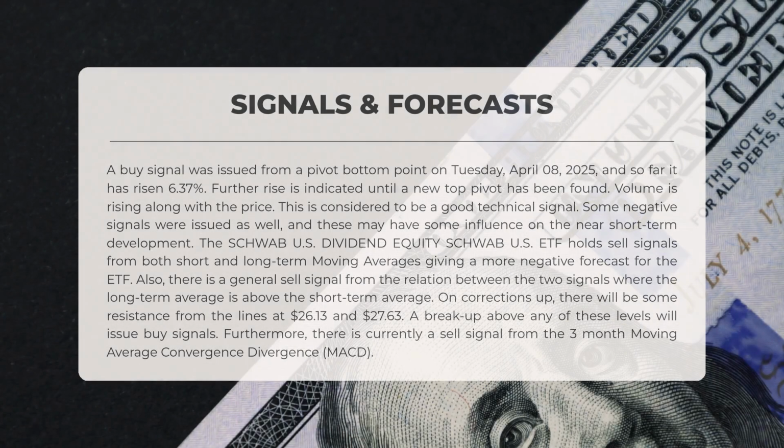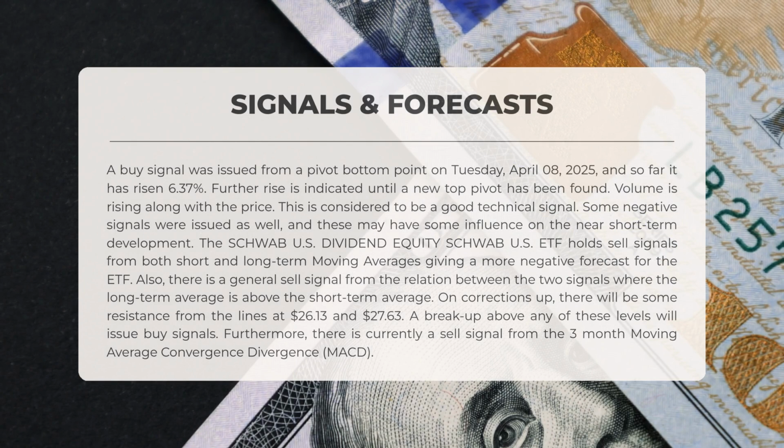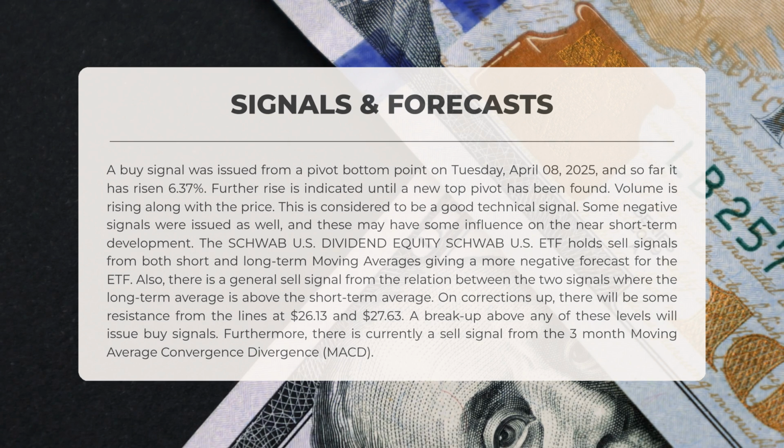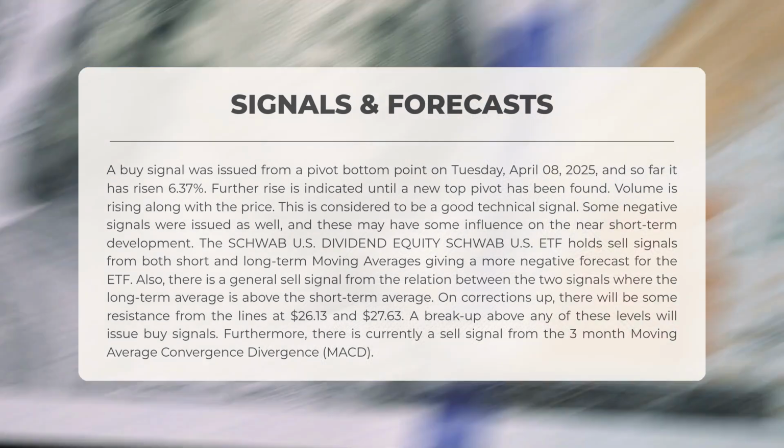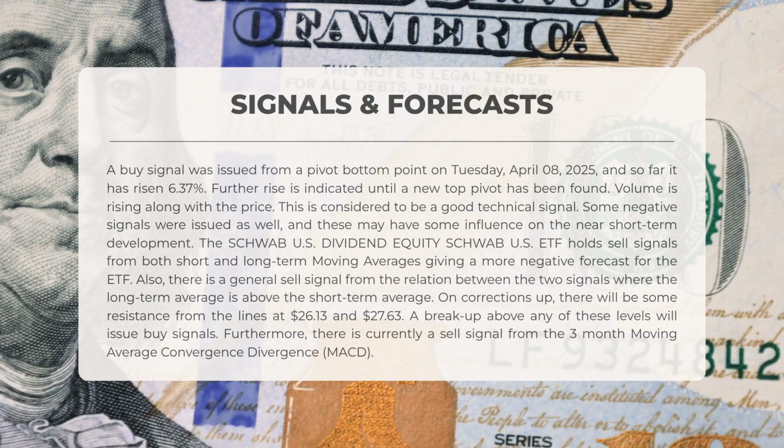The following signals have been identified for the SCHWAB U.S. Dividend Equity Exchange Traded Fund. A buy signal was issued from a pivot bottom point on Tuesday, April 8, 2025, and so far it has risen 6.37%. Further increases are indicated until a new top pivot has been established.